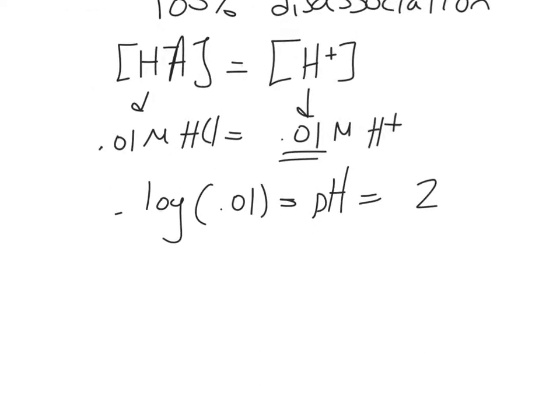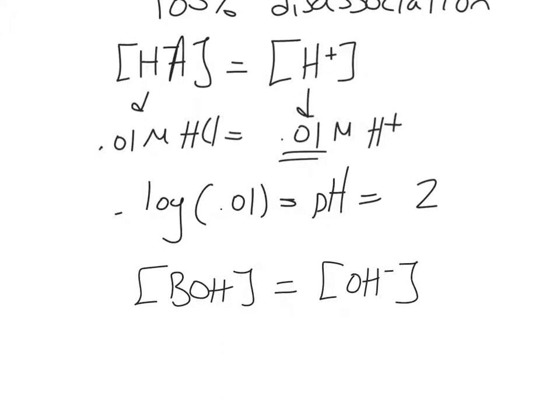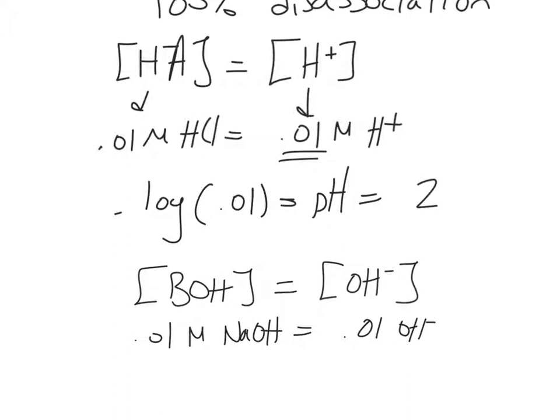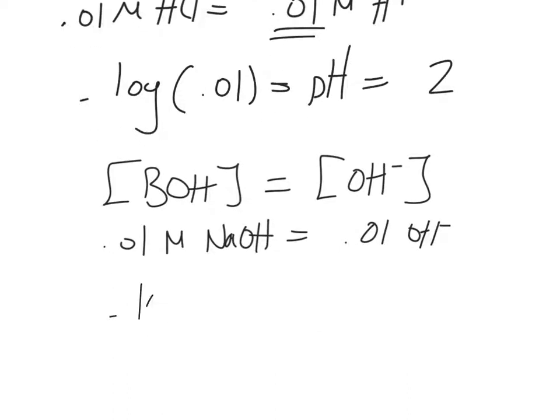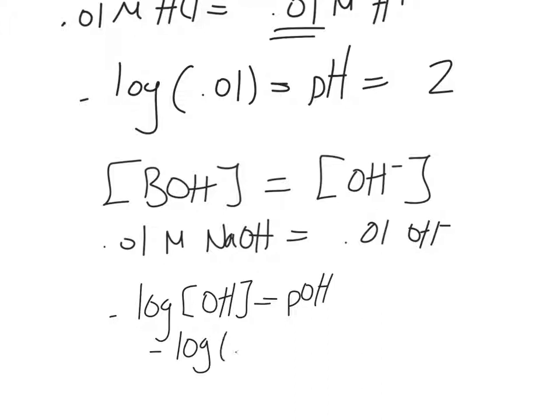The same kind of rules can be applied to bases. A strong base, we'll call it BOH, is 100% dissociated, so that means that all the BOH that hits water makes OH minus. For the same reason, if you've got 0.01 molar NaOH, you have the same concentration of OH minus. And if you know the concentration of OH minus, you can calculate the pOH. Negative log of an OH concentration is the pOH, which in this case is negative log of 0.01, which is 2.